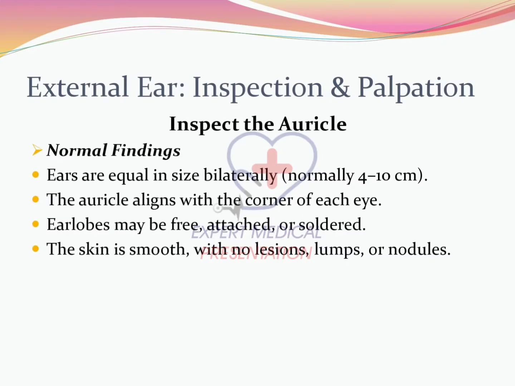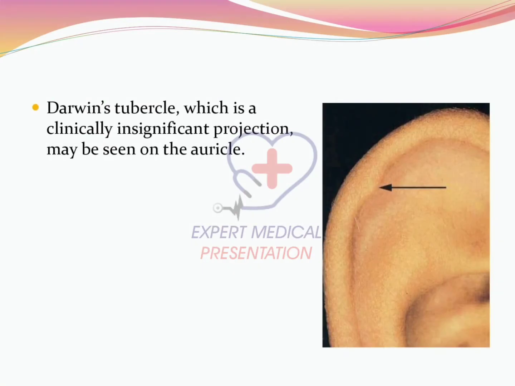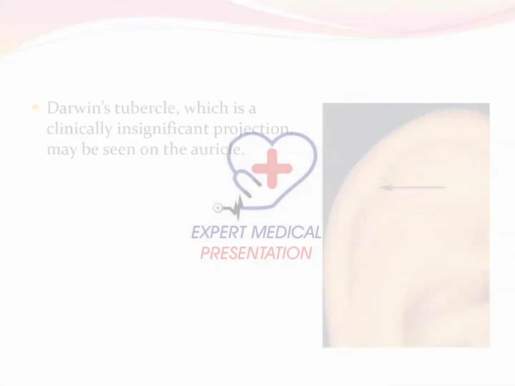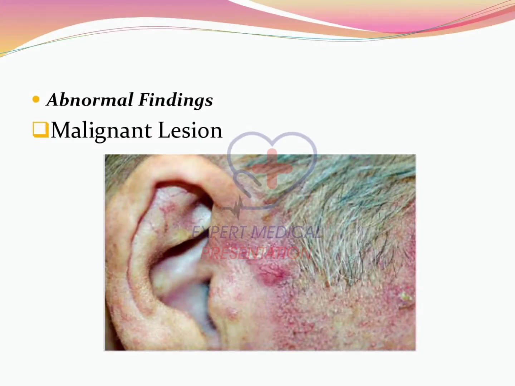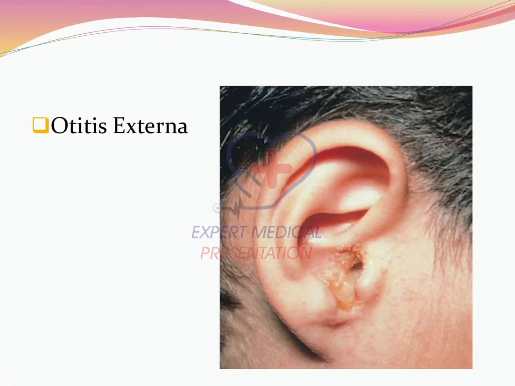Ears are equal in size bilaterally, normally 4 centimeters. The auricle aligns with the corner of each eye. Lobes may be free or attached. The skin is smooth, with no lesions, lumps, or nodules. Darwin's tubercle, a clinically insignificant projection, may be seen on the auricle. Abnormal findings: malignant lesion, otitis externa.